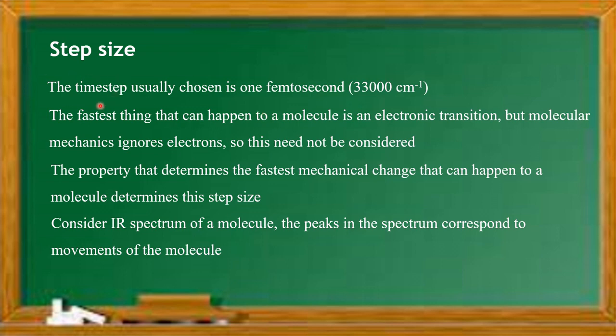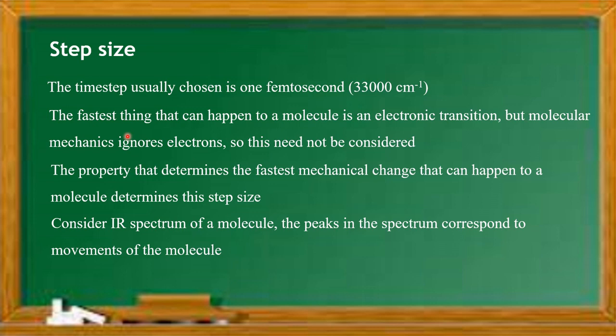Next one is the step size. The step size is generally chosen as 1 femtosecond or 2 femtoseconds. 1 femtosecond corresponds to 33,000 centimeter inverse. What we are saying from the beginning is that molecular dynamics is the study of movement of molecules. So what is the fastest thing that can happen to a molecule? The fastest thing that can happen is an electronic transition.